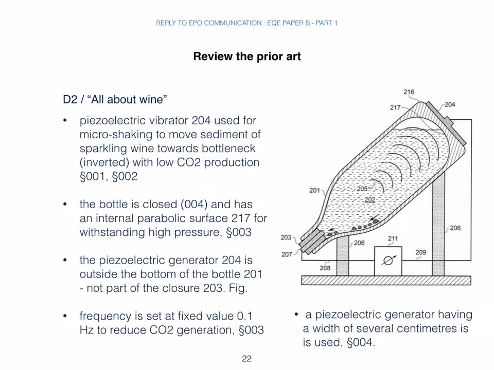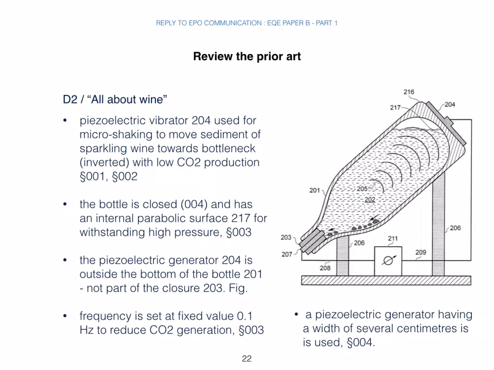Let's complete the purposeful reading with D2. D2 is all about wine. Wine sediment has to be removed by shaking the bottle, and there is micro shaking in paragraph 2. Micro shaking to move the sediment of sparkling wine towards the bottleneck, which is inverted, with a low production of CO2, is described in paragraph 1 and paragraph 2. The D2 bottle is closed and it has internal parabolic surface 217 for withstanding high pressure, and in fact we could say that the bottle is under pressure because there's a pressure sensor and so on. Paragraph 4 says for sensing the pressure in the bottle, so the bottle is under pressure.